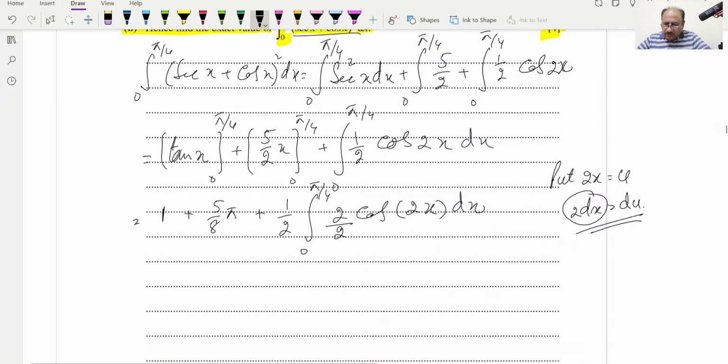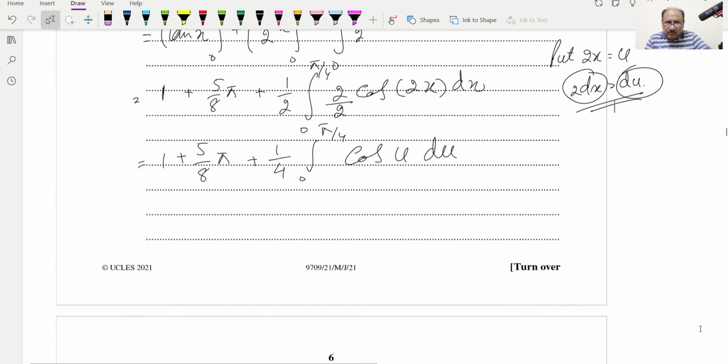Hopefully you are understanding. Now we can rewrite it as 1 plus 5/8 π plus 1/2 and this 2. These two denominators will be multiplied, and I'll write 1/4 with limits 0 to π/4 of cos u du. Now I have switched to this du mode. Now we can integrate this: 1 plus 5/8 π as it is, plus 1/4, and the integral of cos u will be sin u, with limits 0 to π/4.